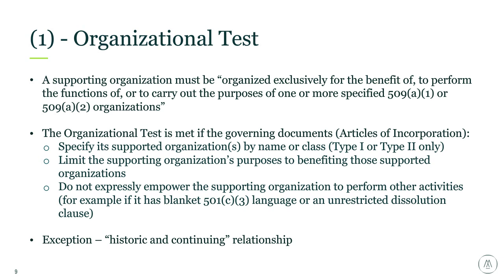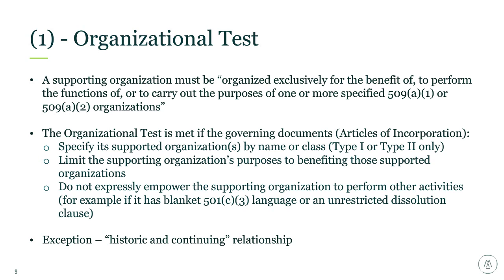Rather, if there was blanket language which indicated the supporting organization would support all hospital entities of the designated health system or entities providing healthcare services within the health system, that would suffice. Now, again, this last bit, the class or purpose, is not available to Type 3 supporting organizations, only Type 1 or Type 2 supporting organizations.